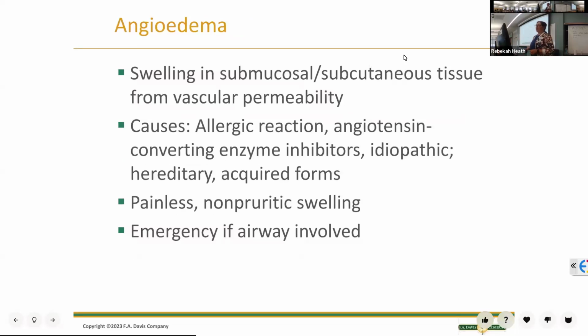Angioedema. That is swelling in the tissue of your face and mouth, concerning because that's how we breathe, right? There are some medications and things that have a higher incidence of it. ACE inhibitors is one.